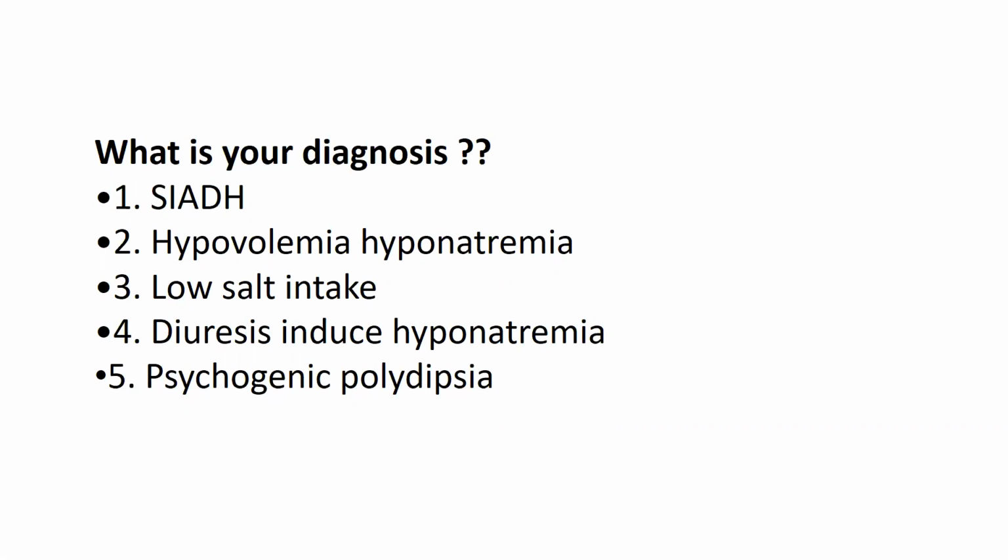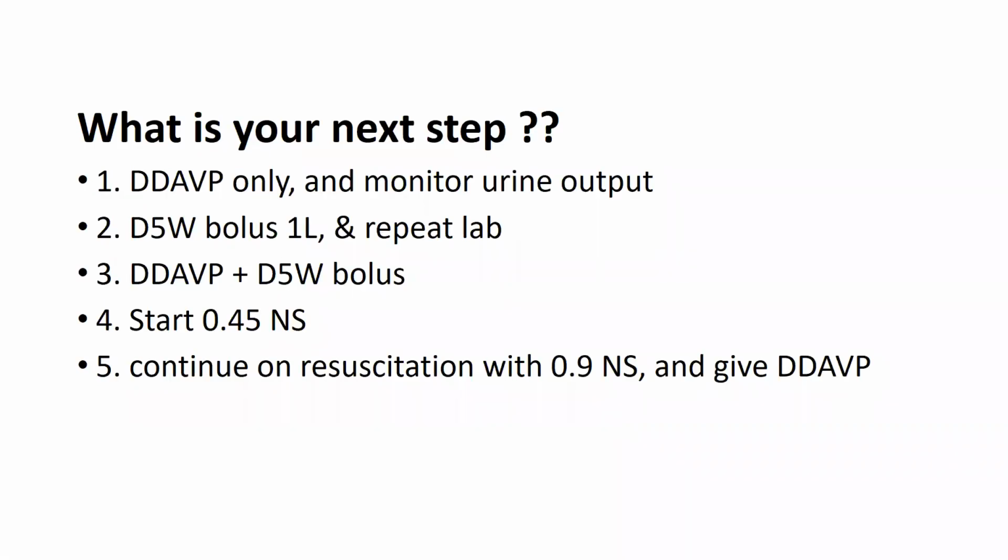It's really hard to answer this question from just one set of labs without intervention and remeasuring the labs later. And what's your next step of treatment? I put multiple options, like giving DDAVP by itself, giving DDAVP with D5, or starting the patient on half normal saline, or continuing on normal saline with DDAVP.